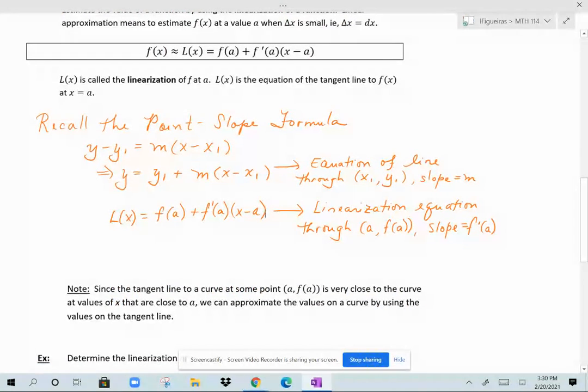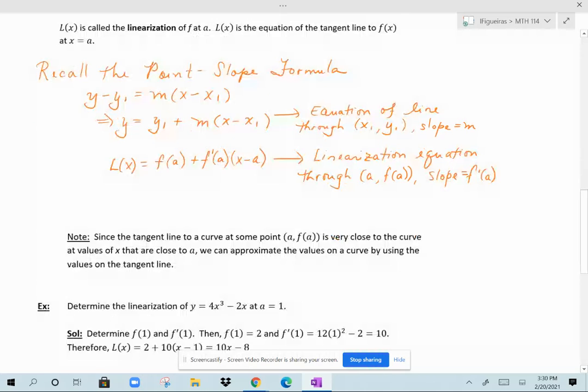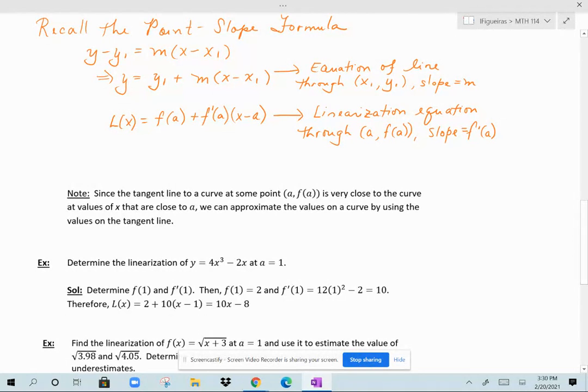Since the tangent line to a curve at some point a, f of a is very close to the curve at some value x that's close to a, then we can approximate the values on the curve by using the values on the tangent line. So the purpose of linearization is to get the value of a function when the function would otherwise be quite difficult to compute, but lines are easy to compute a value. These were especially useful before computers and calculators, so it gave mathematicians and scientists ways to compute values that would otherwise be very difficult to compute.